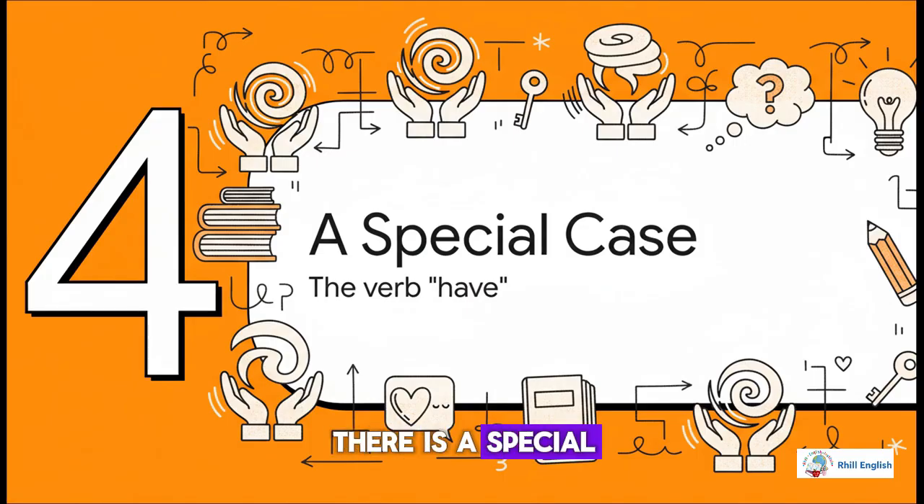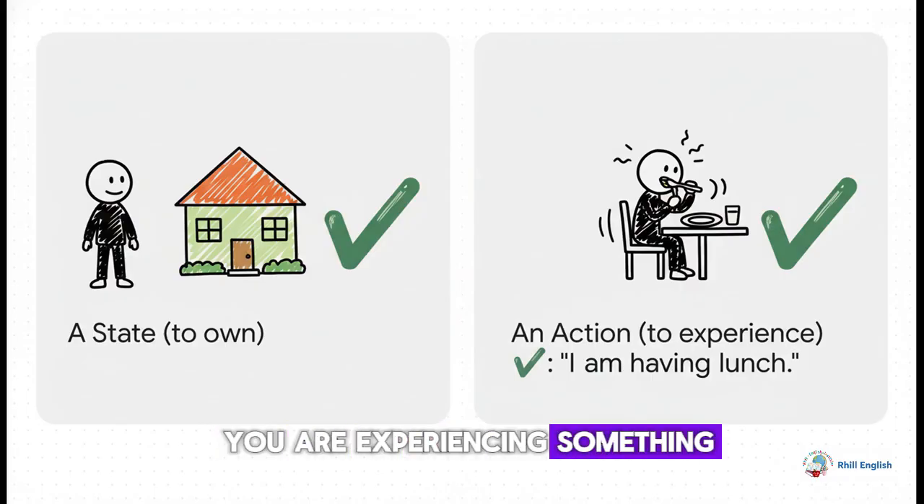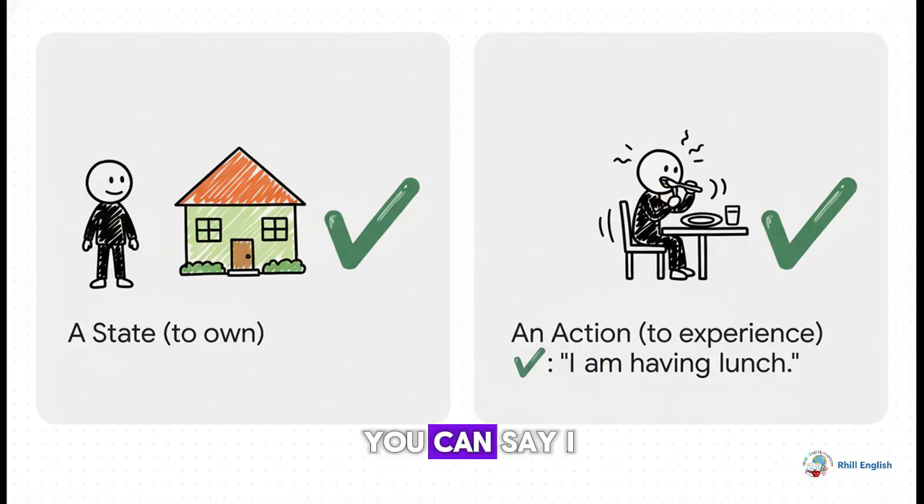There is a special case we need to talk about, and that's the verb have. Okay, so have is interesting because it can be a state verb and an action verb. It just depends on the meaning. So when have means you own something, it's a state. We say, I have a cat. But when have means you are experiencing something, it's an action. So you can say, I am having fun. In that case, the ing is totally okay because it's an action.